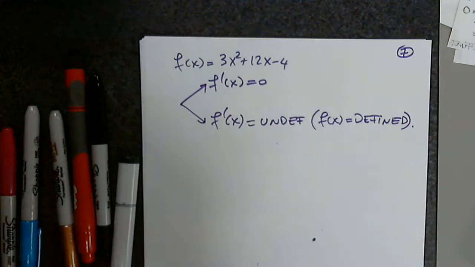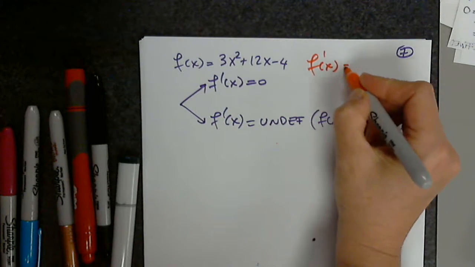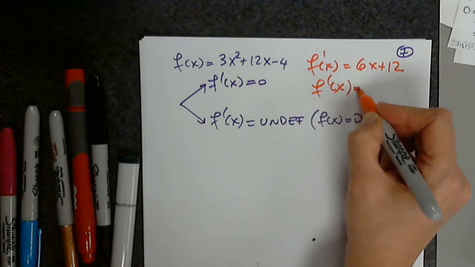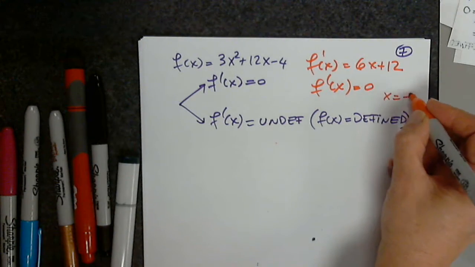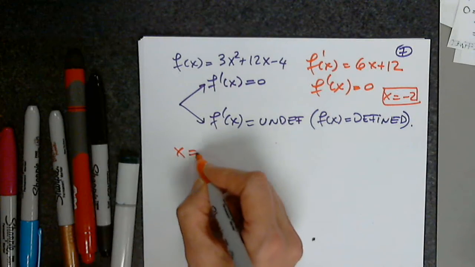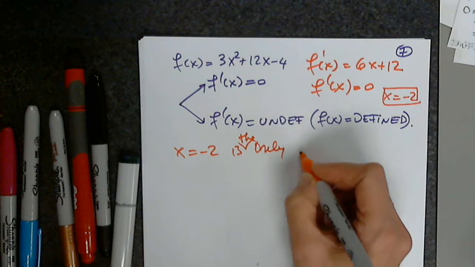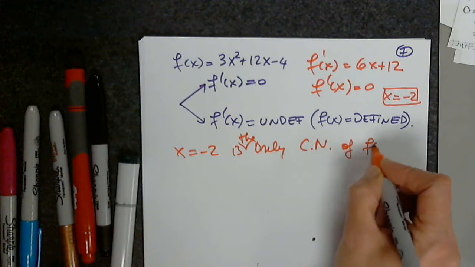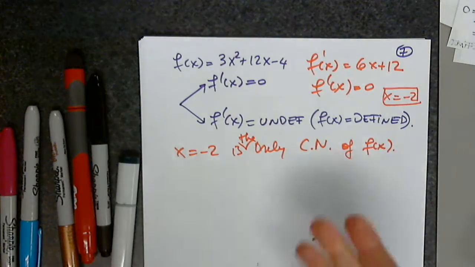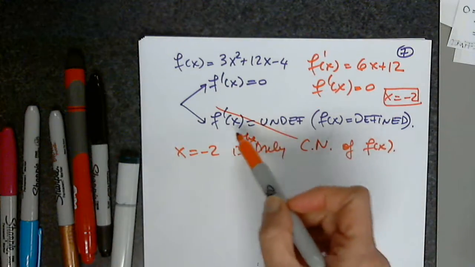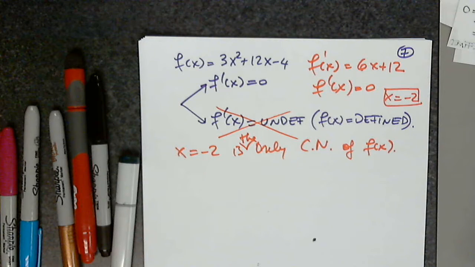So when I find f prime, I get 6x plus 12. I set f prime of x equal to 0, and I get x equals negative 2. X equals negative 2 is the only critical number of f of x. How come? Because f prime of x is defined everywhere. 6x plus 12 is defined everywhere, so there are no critical numbers coming in this case for this function from f prime being undefined. Okay.